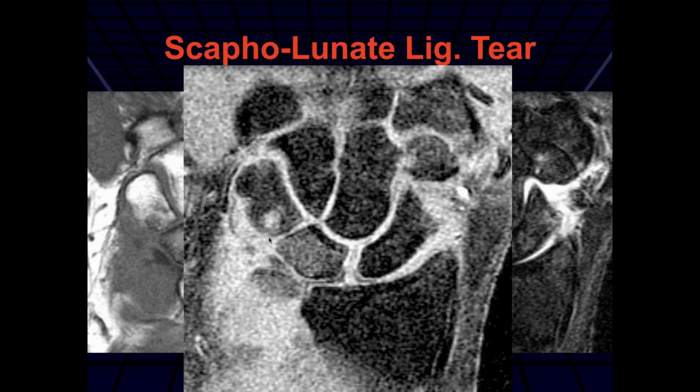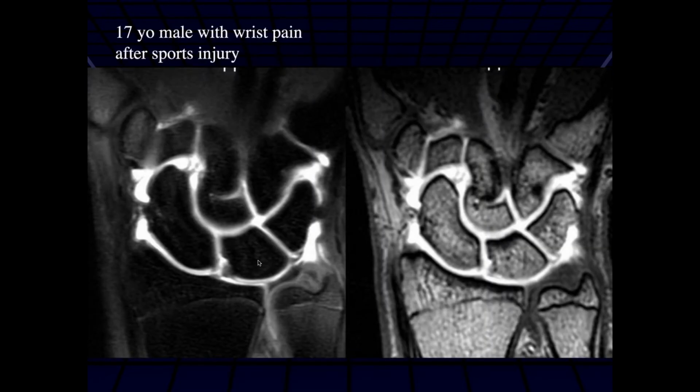This would be a type 3 because the other stabilizing ligaments of the triangular fiber cartilage were also torn. So we'll talk about that later.